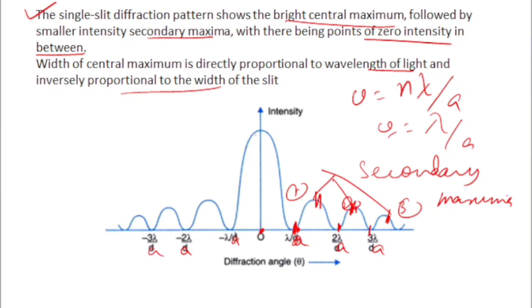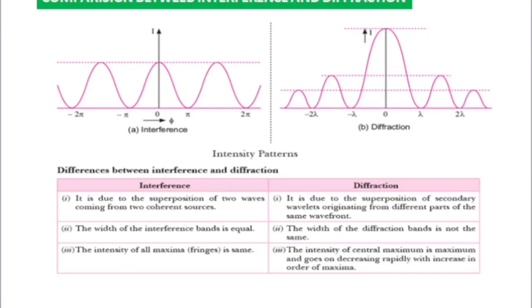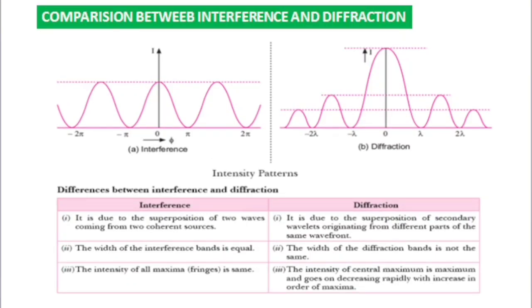Now at last, one more thing. What is the comparison between interference and diffraction? So you have to compare, or give the difference between, the interference and diffraction patterns. What is the difference? This is the intensity distribution pattern for interference. All maxima are of the same intensity. This axis is intensity, and this axis is phase difference phi. This one is interference. But here the maxima are of decreasing intensity. These are the intensity distribution patterns for interference and diffraction, and these are some differences.